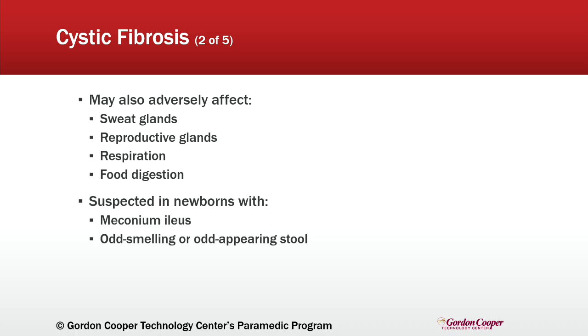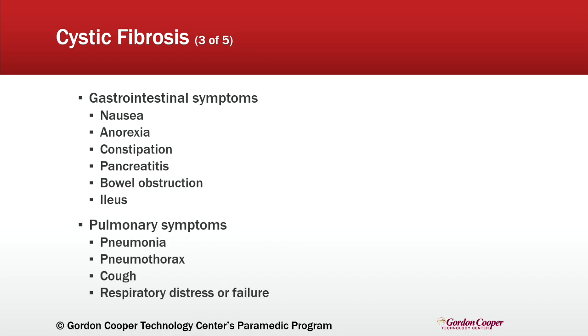Cystic fibrosis is suspected in newborns who present with meconium ileus. Odd-smelling or pale, greasy-looking, foul-smelling stool is another sign of cystic fibrosis in infants. Gastric and gastrointestinal symptoms are going to include things like nausea and anorexia. Patients may experience constipation as well as pancreatitis. A distended abdomen is common. Bowel obstruction and ileus can occur.